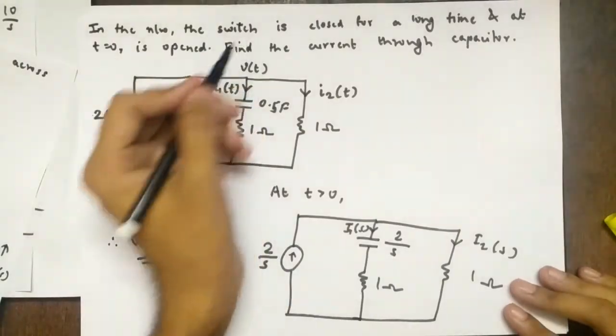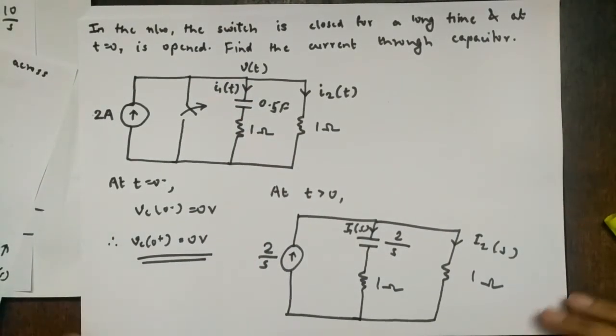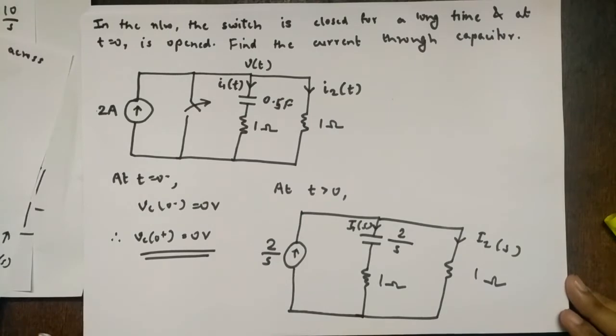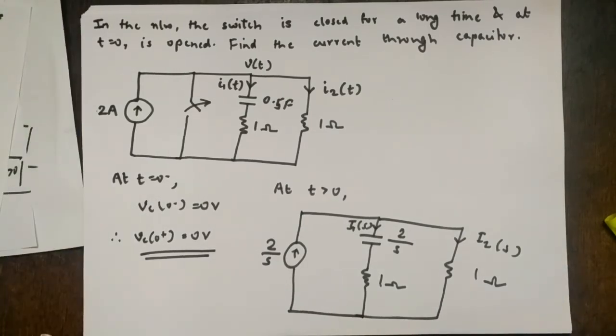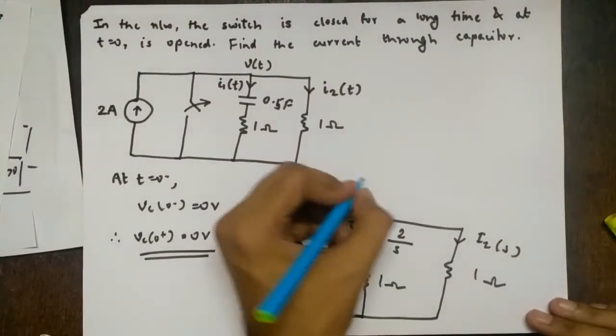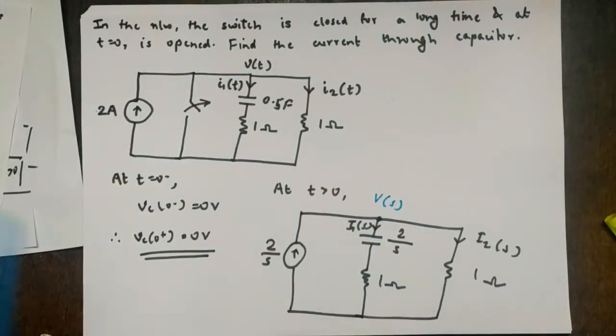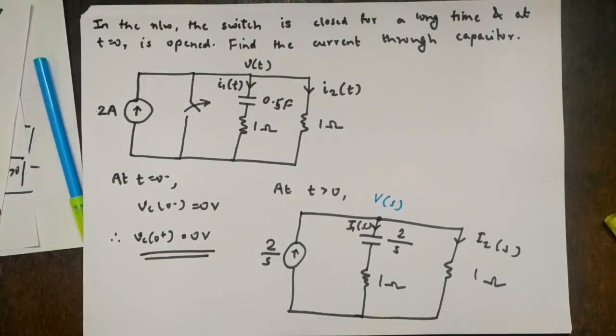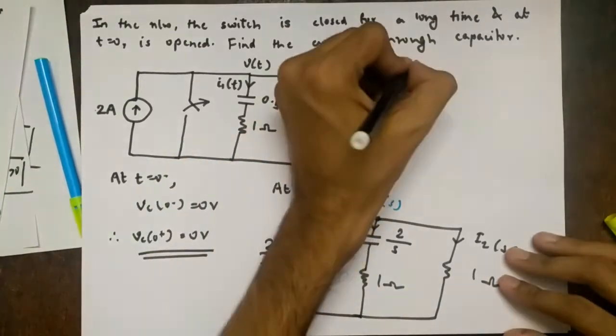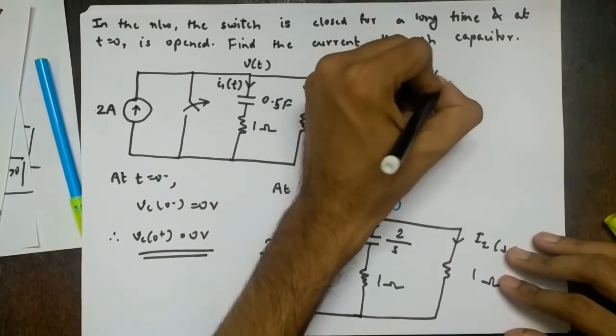No. So what they have asked is the current through the capacitor. What would be the simplest way to find it? Using KVL or KCL? KCL will be simpler because you have only one node, right? So assume this is V of S. Once we find V of S, we can use the voltage and current relation to find it, right? I am writing here so that I don't have to change pages.